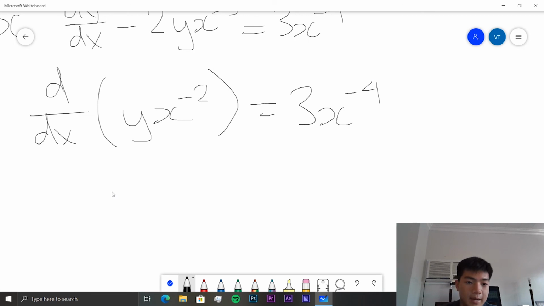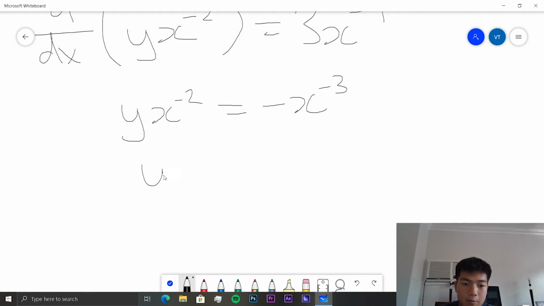So we have y times x to the minus 2 is equal to the integral of this, which is negative x to the negative 3, plus c. So y is equal to negative x to the negative 1 plus c, plus cx squared.